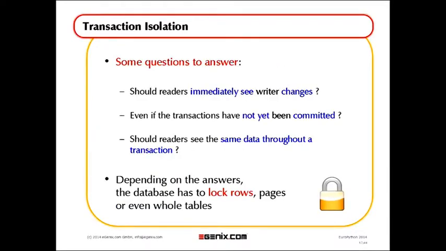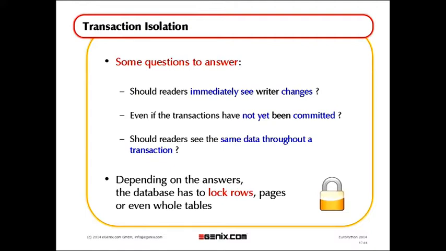So when writing an application and thinking about this, you have to ask yourself some questions. For example, should readers immediately see changes made by other transactions or made by other processes? And should they even see things that went into the database even though the transactions in those processes have not yet been committed?